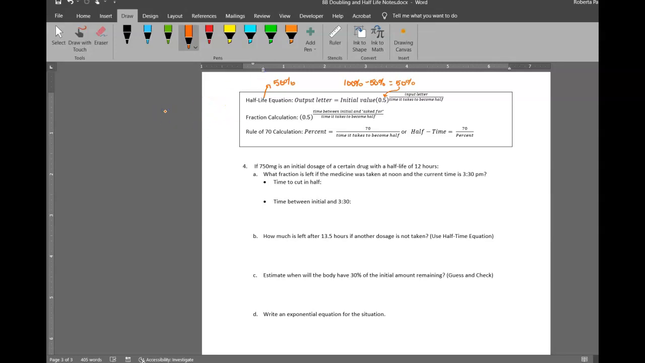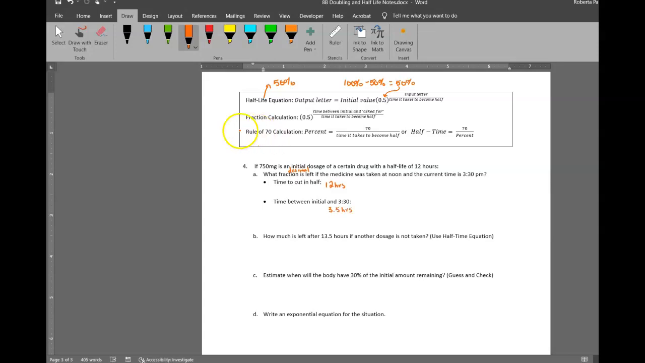So if 750 milligrams is the initial dosage of a certain drug, with a half-life of 12 hours, what fraction, or we can also say what decimal, remember fractions and decimals are equivalent to each other, is left if the medicine was taken at noon and the current time is 3:30 p.m.? So again, we need both the time to cut in half and the time period we're talking about. The half-life is 12 hours, and noon to 3:30 is 3.5 hours.